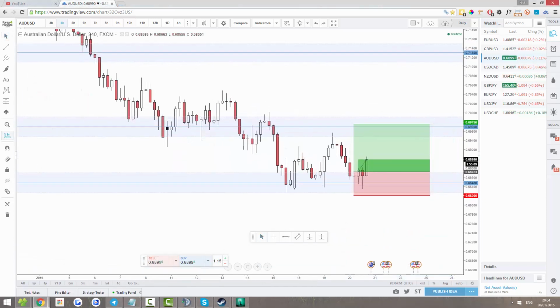Okay, time for another trade update. As you can see, price is going in our direction now. Price is pushing up. Buyers are in control of price. It's made some new highs.